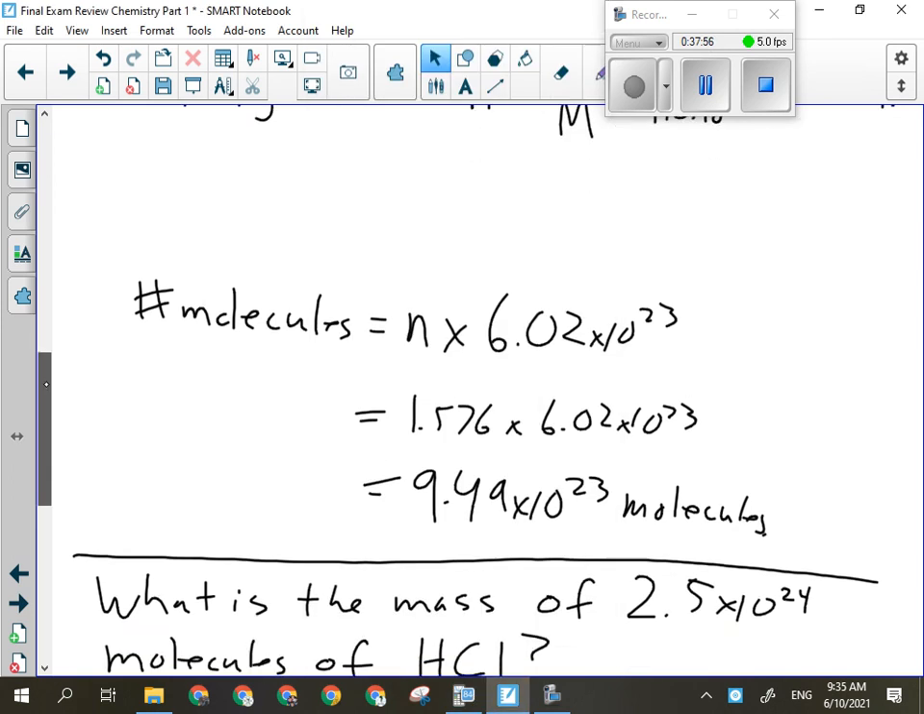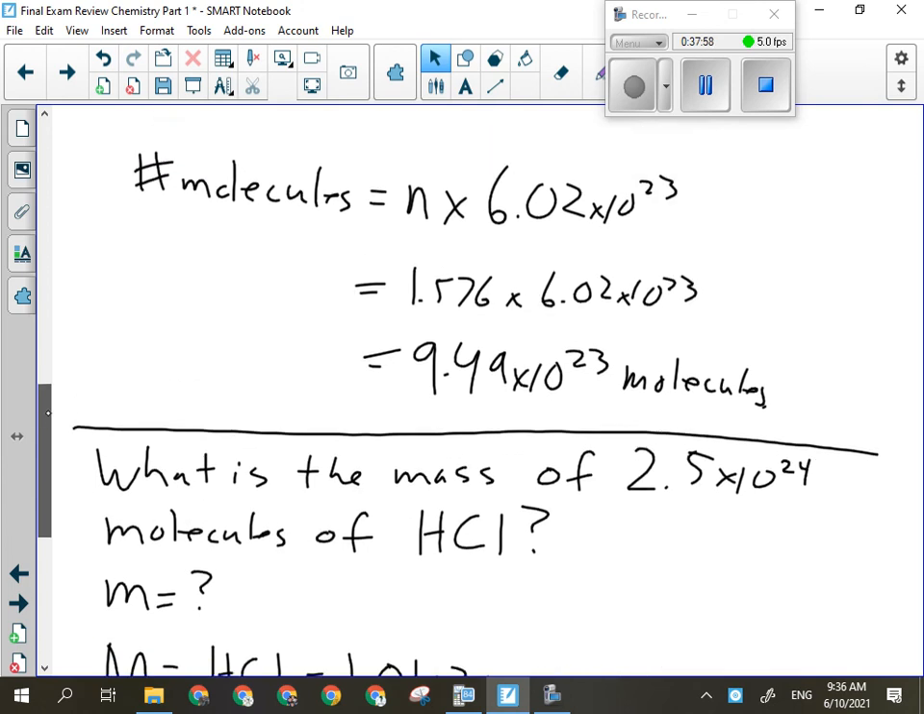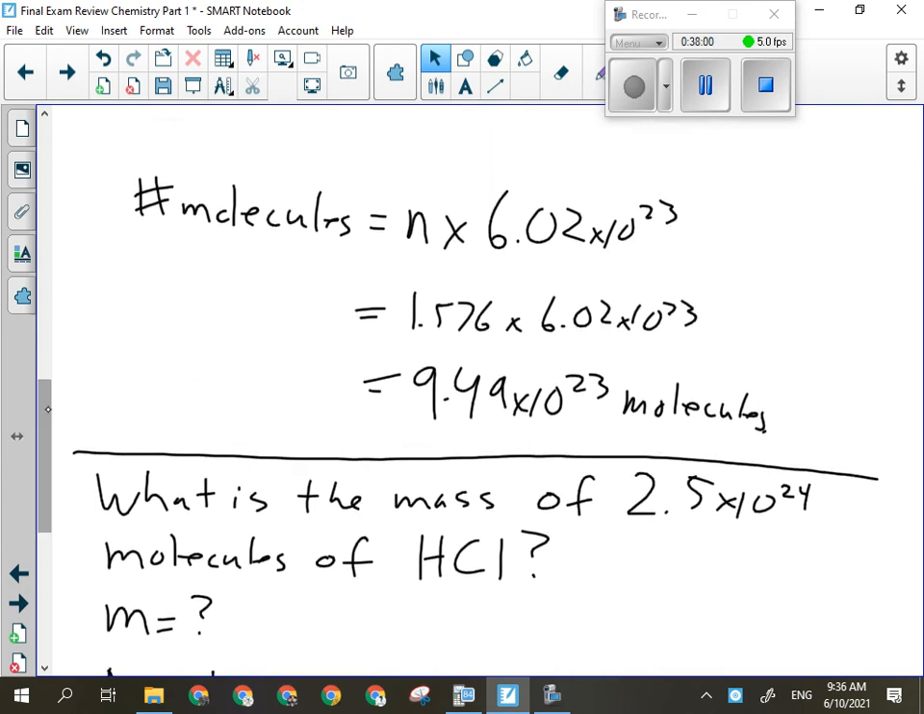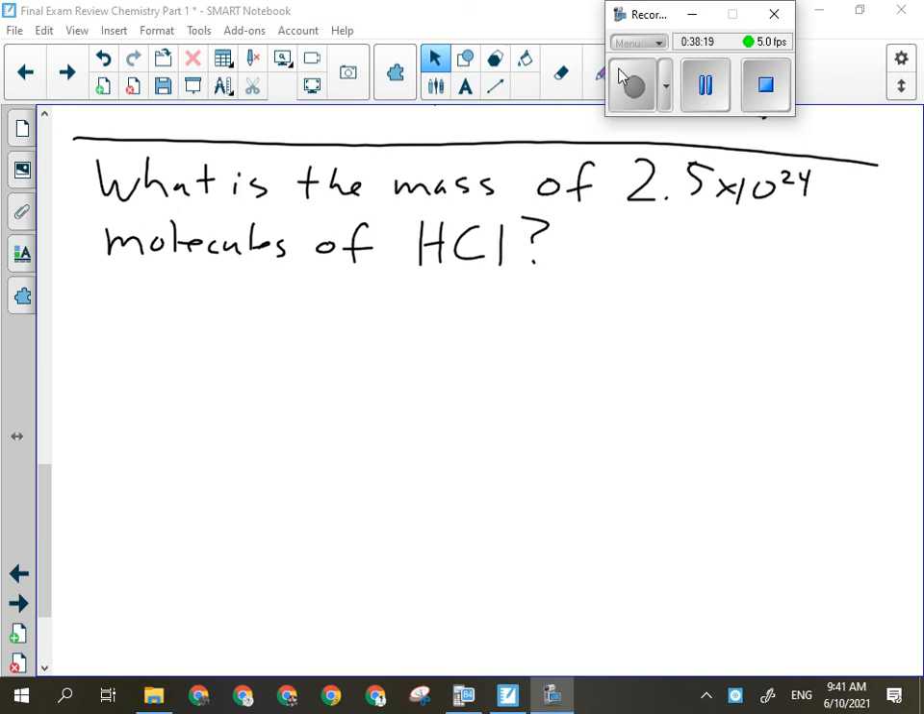All right, I want you guys to try the last one, but I won't show you the answer because apparently I didn't erase it. Okay, we're looking for the mass of 2.5 times 10 to the 24 molecules. So this time they gave you the number of molecules, and they want you to work backwards and get the mass instead. See how you guys do on that. Okay, so let's walk through this one.